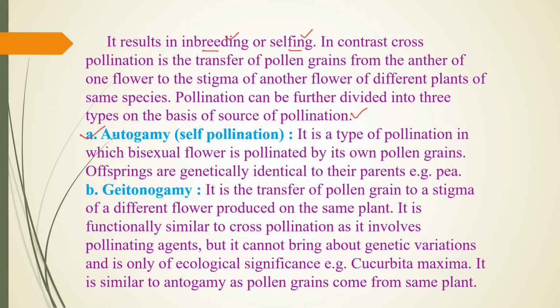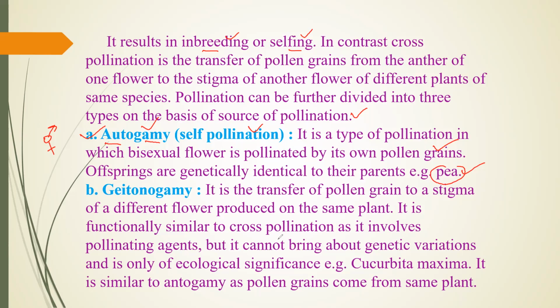First one, autogamy. Auto means self, gamy means gamete, self pollination. This is the type of pollination in which a bisexual flower, which carries both reproductive structures, androecium as well as gynoecium, is pollinated by its own pollen grains. Offspring are genetically identical to their parent. For example, the pea plant carries out autogamy.